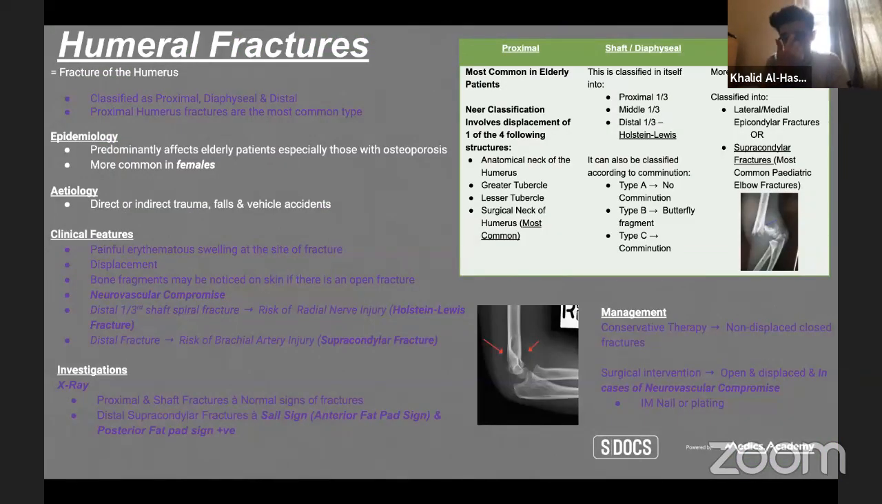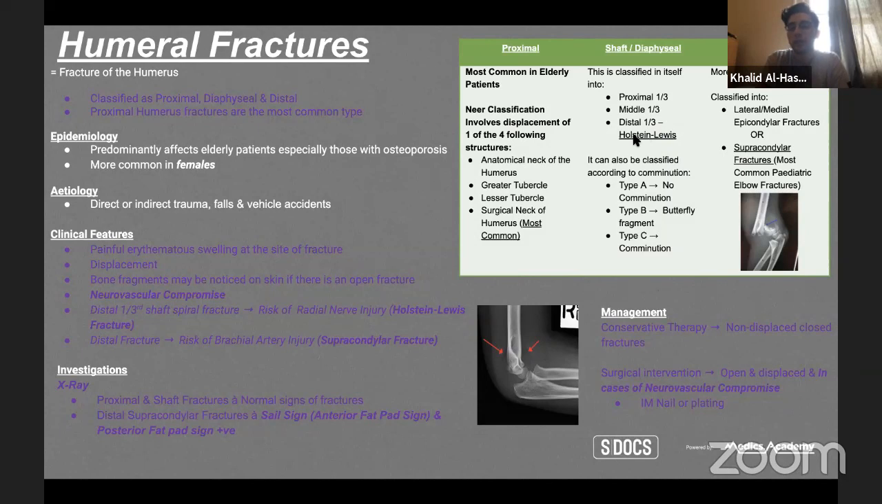Humeral fractures are fractures of the humerus. They are classified as proximal, diaphyseal, and distal. The most common in elderly patients are the proximal. The diaphyseal or shaft fractures are themselves classified into thirds: a proximal third, a middle third, and a distal third. The most important one to remember for a shaft fracture is the distal third.